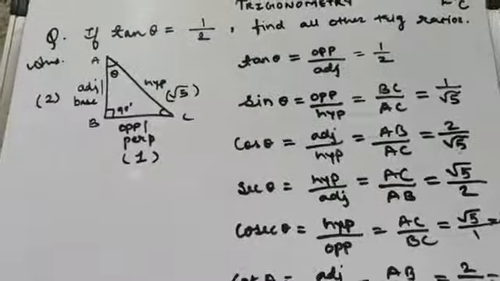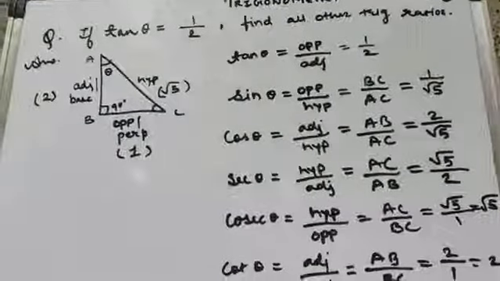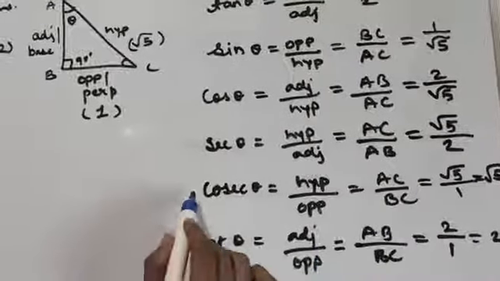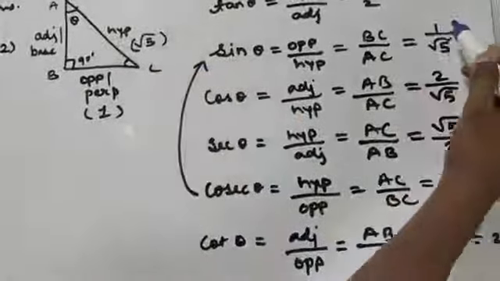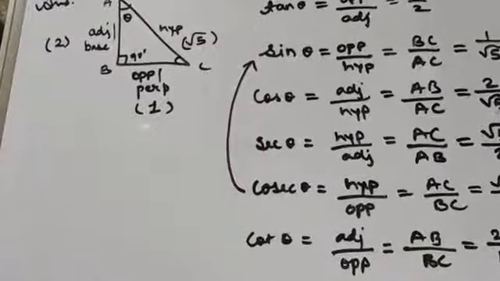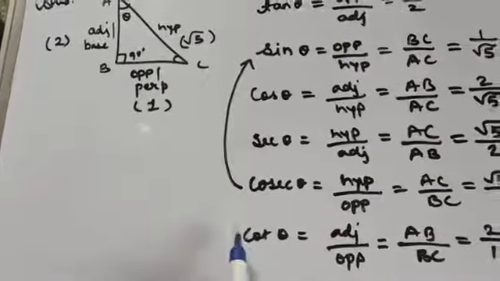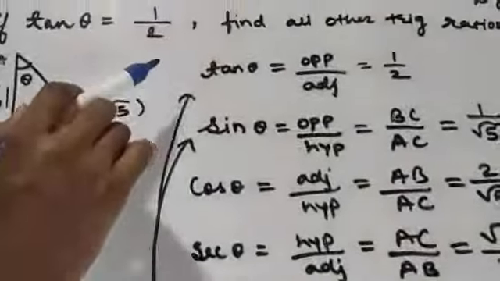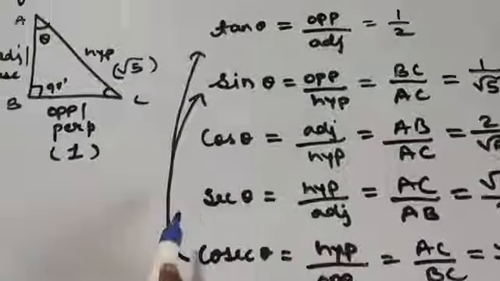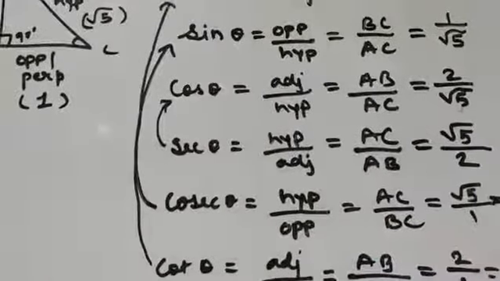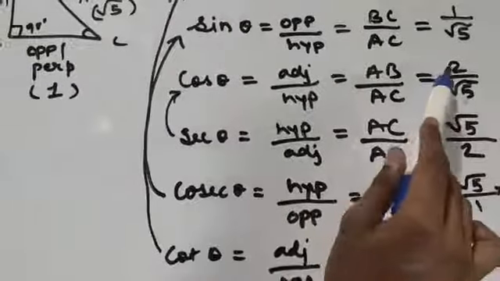So students, if you have noticed, cosec theta is root 5, which is the reciprocal of sin theta. Sin theta is 1 by root 5 and cosec theta is root 5 by 1. So that is the reciprocal of sin theta. Cot theta is the reciprocal of tan theta. Here cot theta is 2 upon 1, whereas tan theta is 1 by 2. Similarly, sec theta is the reciprocal of cos theta. Here sec theta is root 5 upon 2, whereas cos theta was 2 upon root 5.